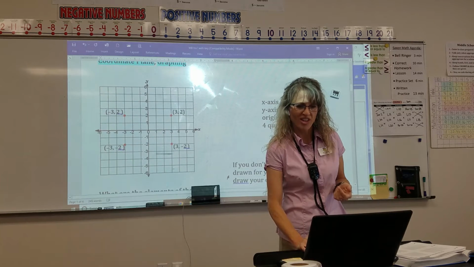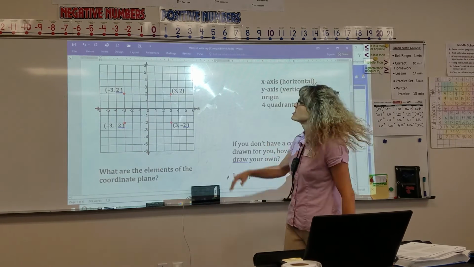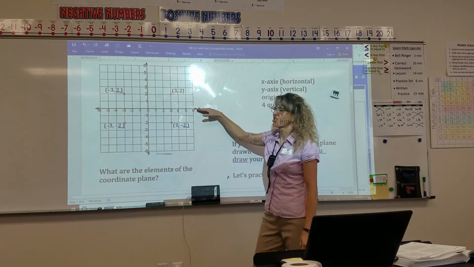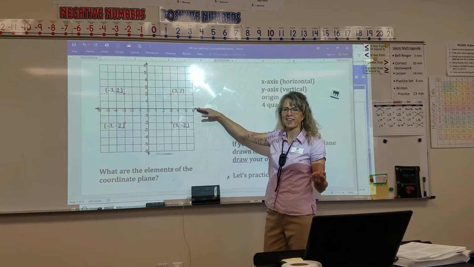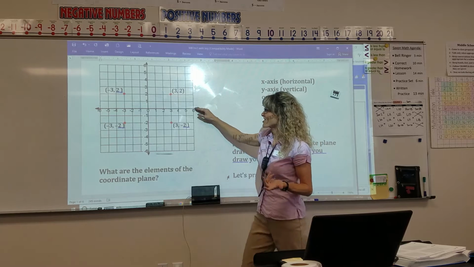And starting with the x-axis. The x-axis is the horizontal axis. Which axis is it, class? Get ready? Horizontal. The horizontal axis, or x-axis.